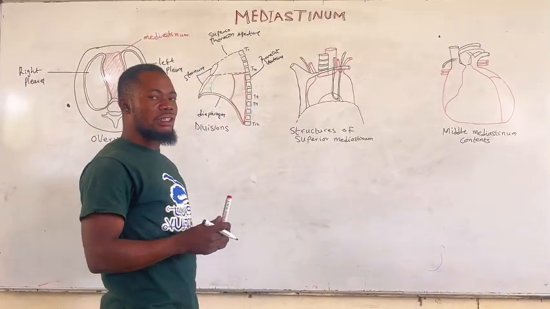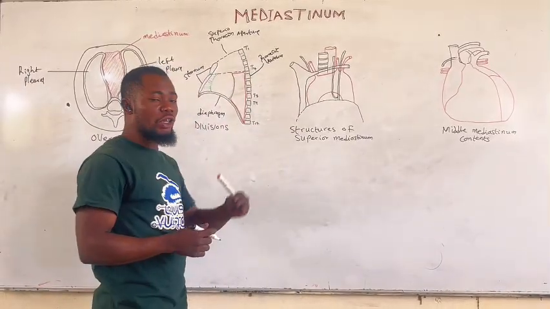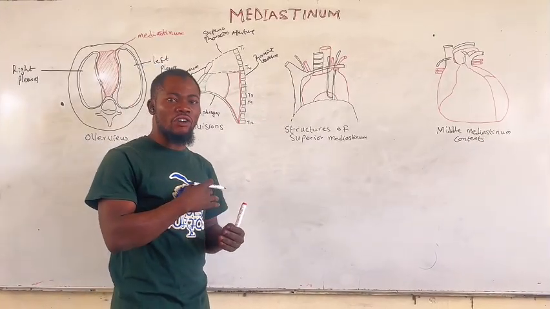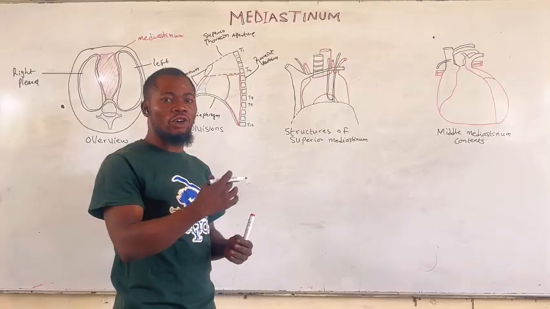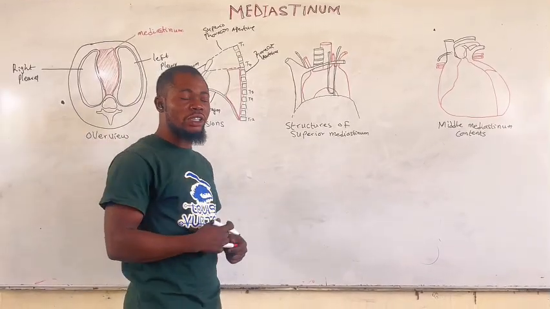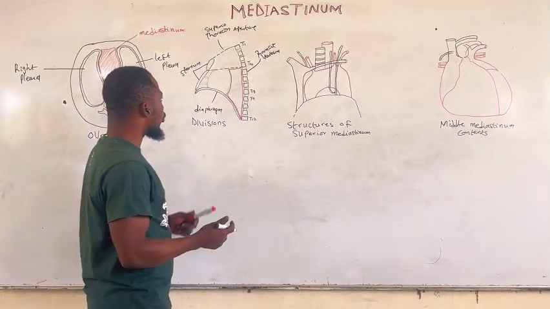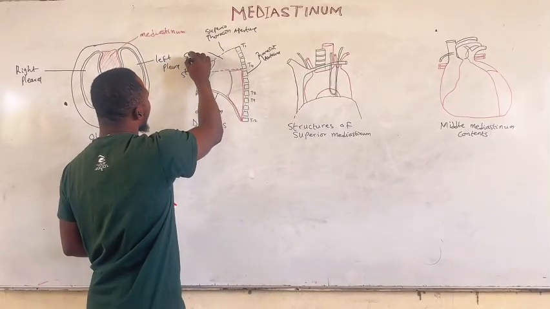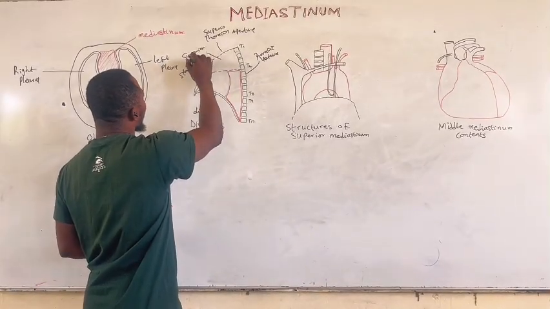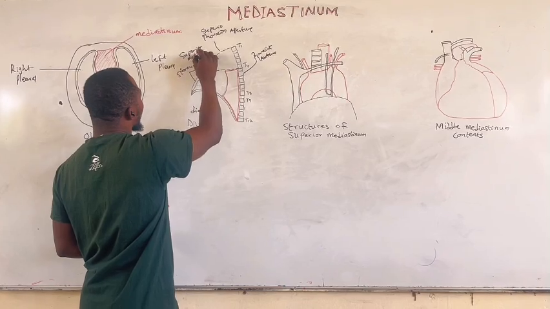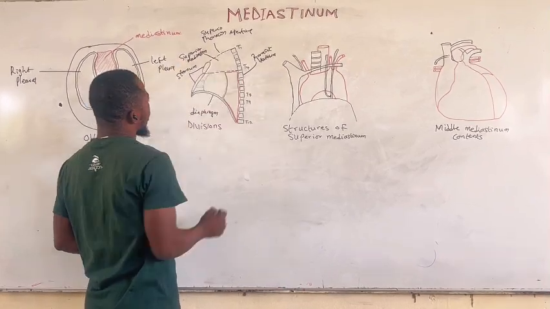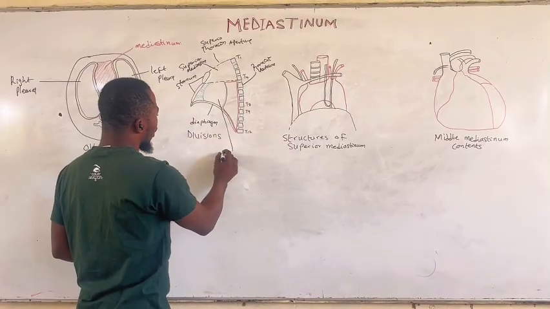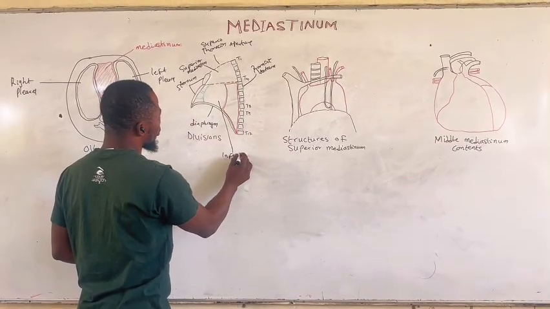The mediastinum is divided into two, the superior mediastinum and the inferior mediastinum, by an imaginary plane that runs from the sternal angle in front to the lower border of the fourth thoracic vertebra. So from here, the upper part is our superior mediastinum. The entire lower part here is our inferior mediastinum.